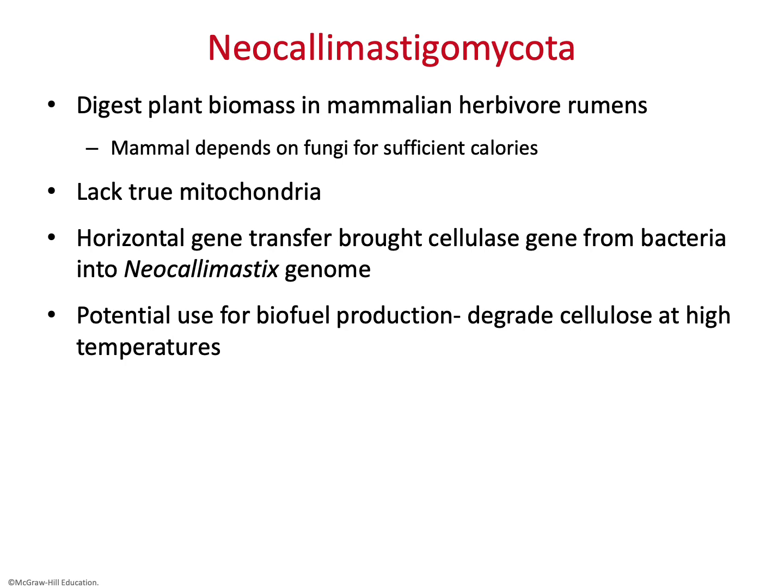Now let's look into Neocalymastigomycetes. Members of this phylum live within the rumens of mammalian herbivores. We did talk about them earlier when we talked about the relationship of fungi. They enzymatically digest cellulose and lignin. Sheep, cows, kangaroos, and elephants actually depend on these fungi to obtain sufficient nutrients. They lack true mitochondria and use hydrogenosomes to produce ATP.